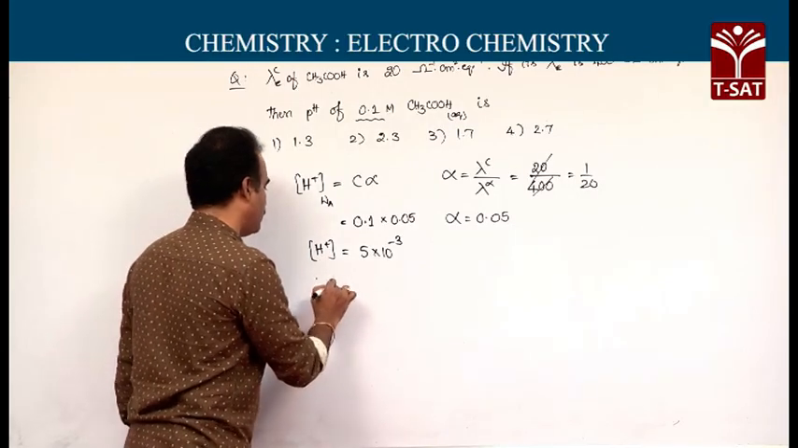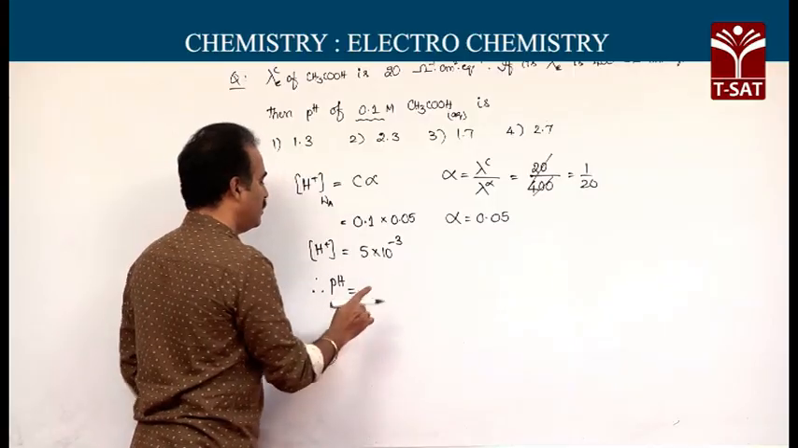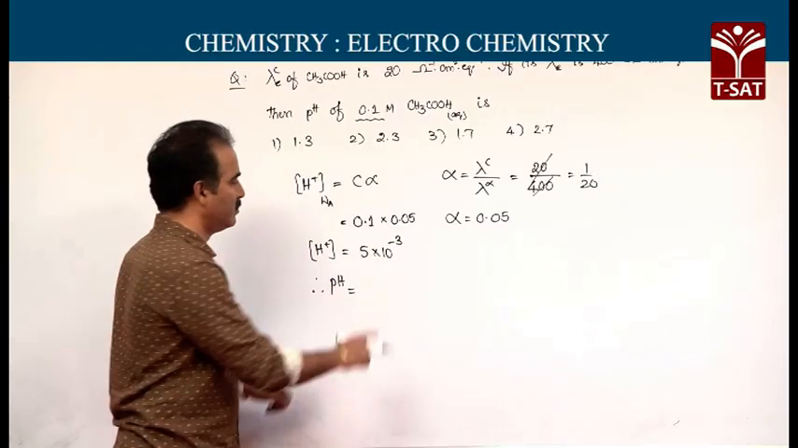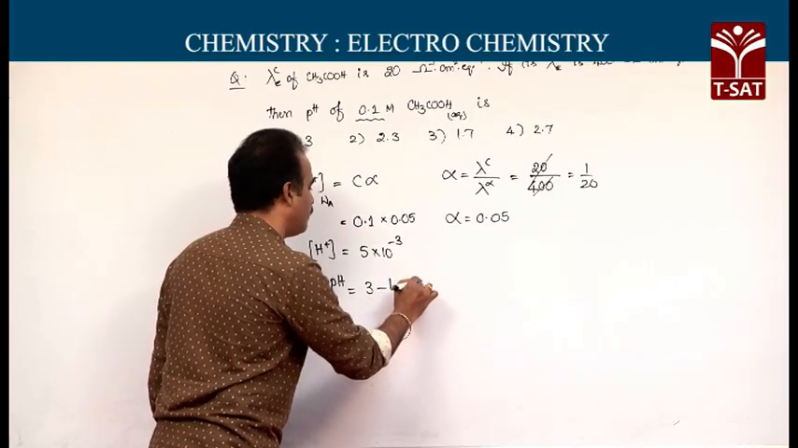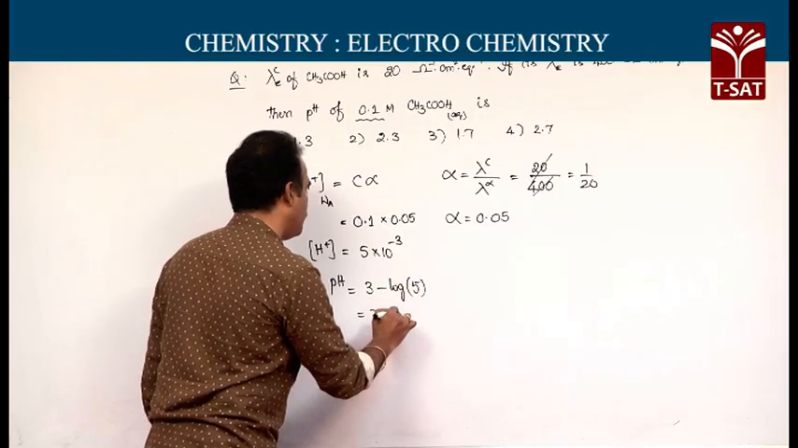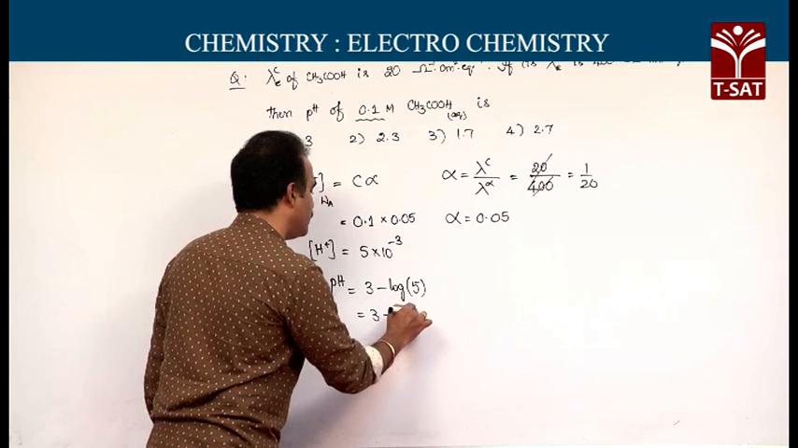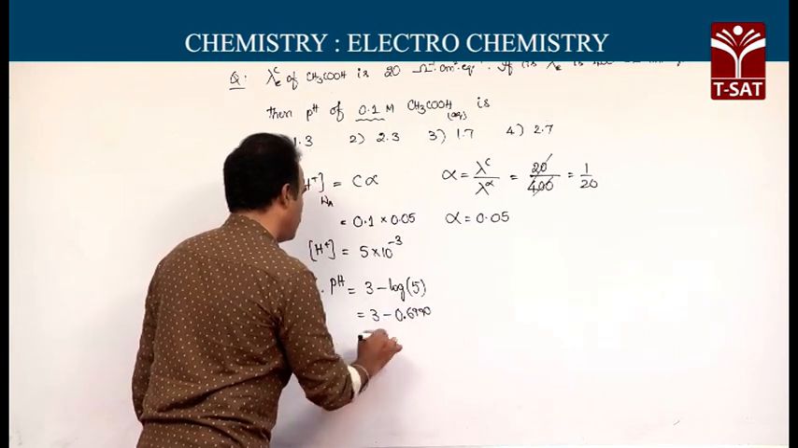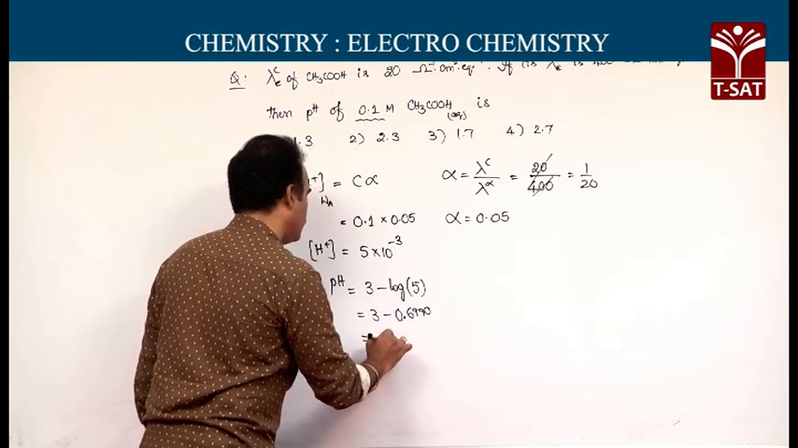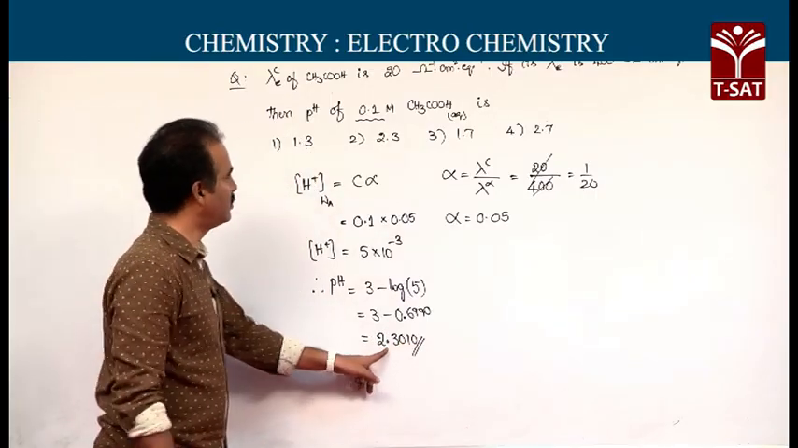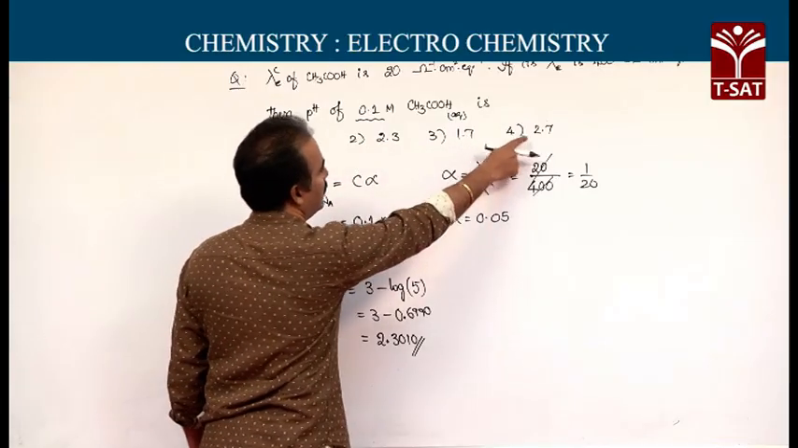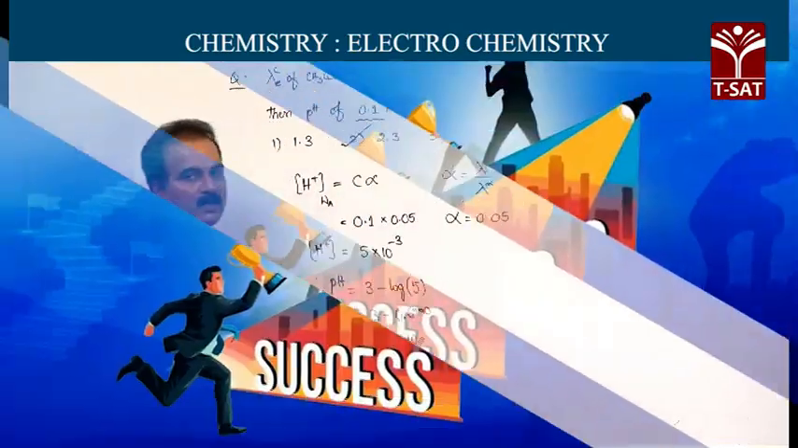You are asked to calculate pH. pH, you know, is the negative logarithm of H plus. So, applying negative logarithm to this, it is 3 minus log 5, and we know the log 5 value is 0.6990. Subtracting that, we will get 2.3010. This is the pH, and if you check the pH values given here, the second one is the correct answer.